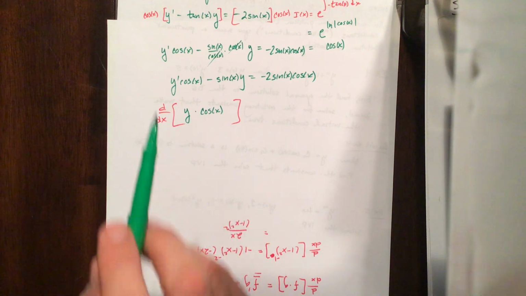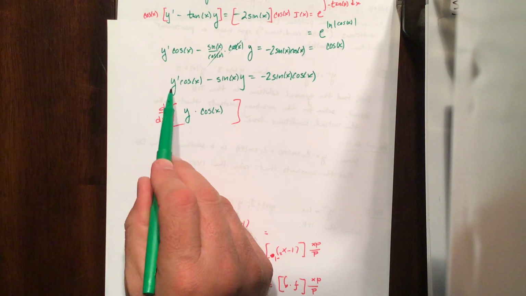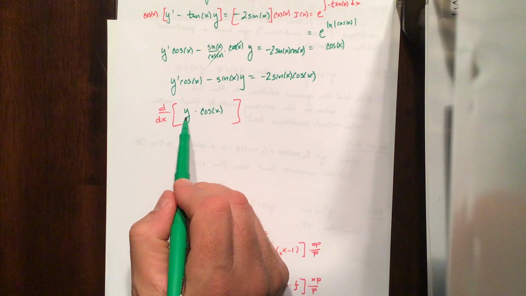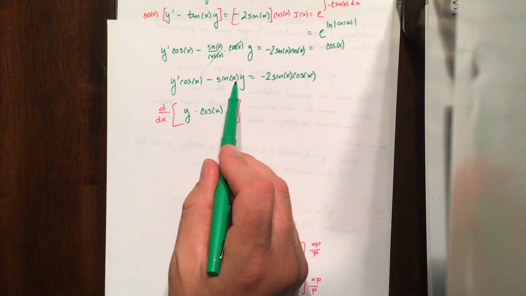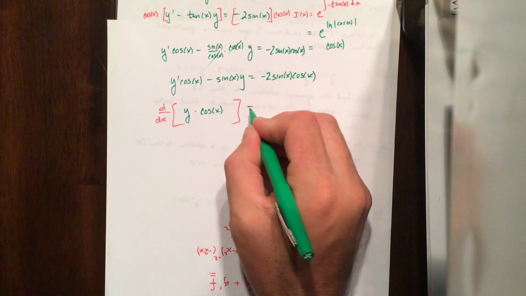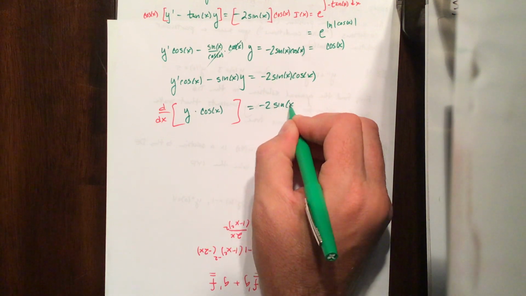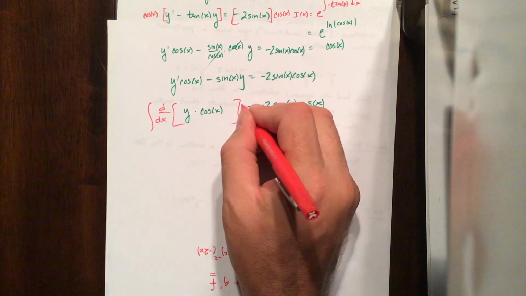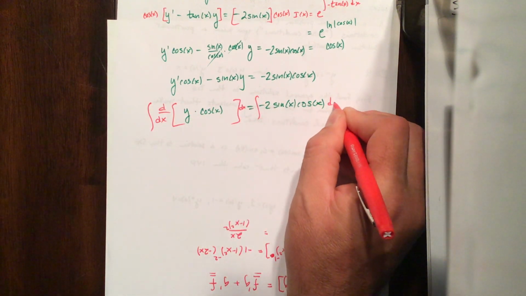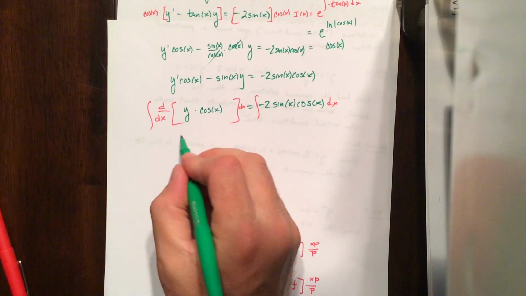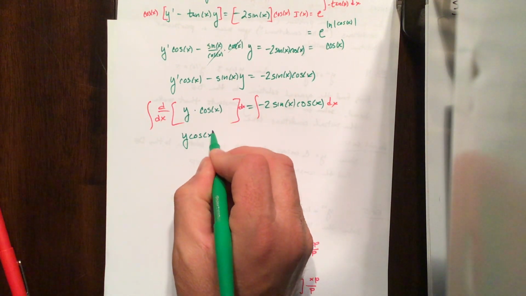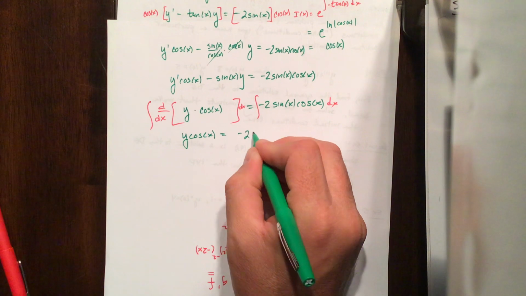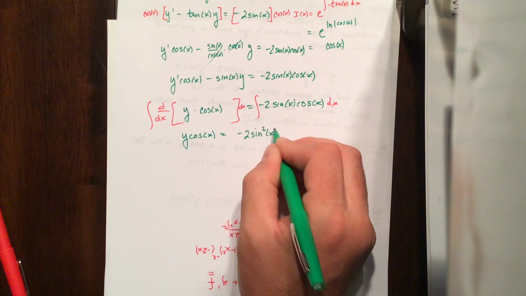You can confirm that. The derivative of y is y prime times cosine x plus the derivative of cosine x, which is minus sine x, times y. That's equal to minus 2 sine x cosine x. Integrate both sides with respect to x. You get y cosine x on the left-hand side, and on the right-hand side you get negative 2 sine squared of x plus c.